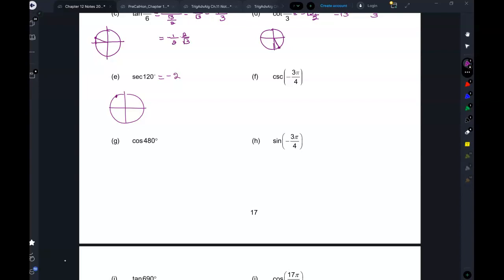Cosecant of negative 3 pi over 4. Now I'm going in the negative direction. Negative 3 pi over 4 is going to be here. Remember, we're going in the negative direction. The pi over 4s are the 45 degrees. So I go horizontally root 2 over 2, vertically root 2 over 2. Because this is the reciprocal, it's going to be the reciprocal of root 2 over 2. So it's like negative 1 over root 2 over 2, which is just root 2.